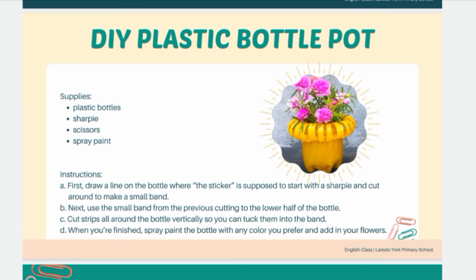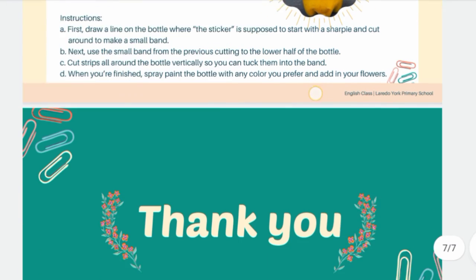Next, use the small bend from the previous cutting to the lower half of the bottle. And then cut strips all around the bottle vertically so you can tuck them into the bend. And the last is, when you are finished, spray paint the bottle with any color you prefer and add in your flowers.